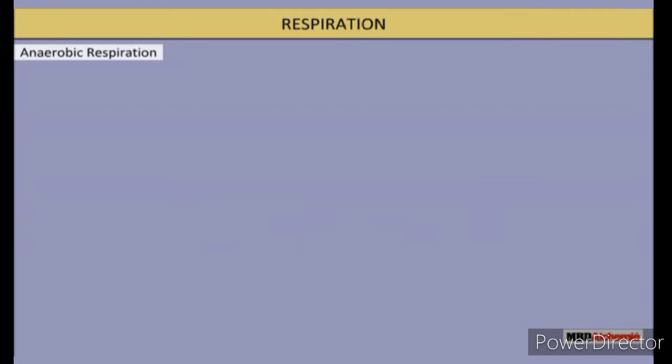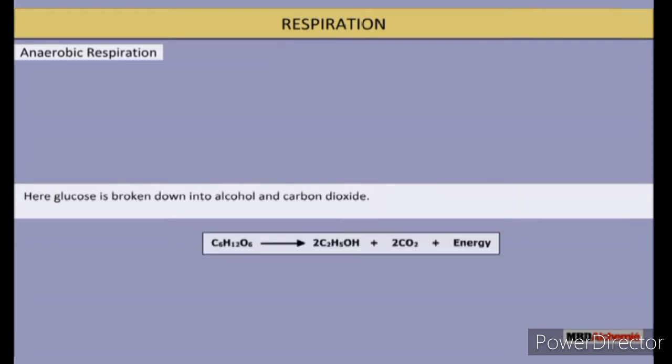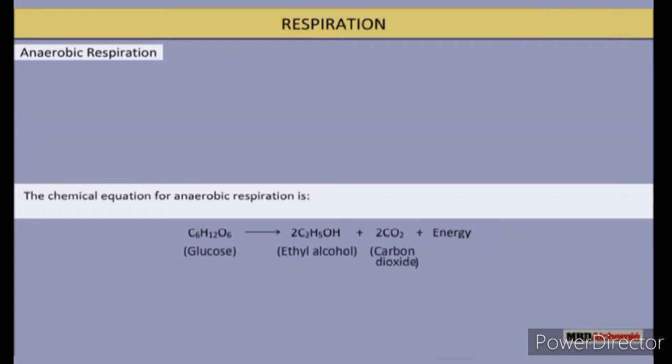Anaerobic respiration. It occurs in the absence of oxygen. It takes place in some lower organisms like yeast and bacteria. Here, glucose is broken down into alcohol and carbon dioxide. This is also called fermentation. The chemical equation for anaerobic respiration is glucose gives ethyl alcohol plus carbon dioxide plus energy.